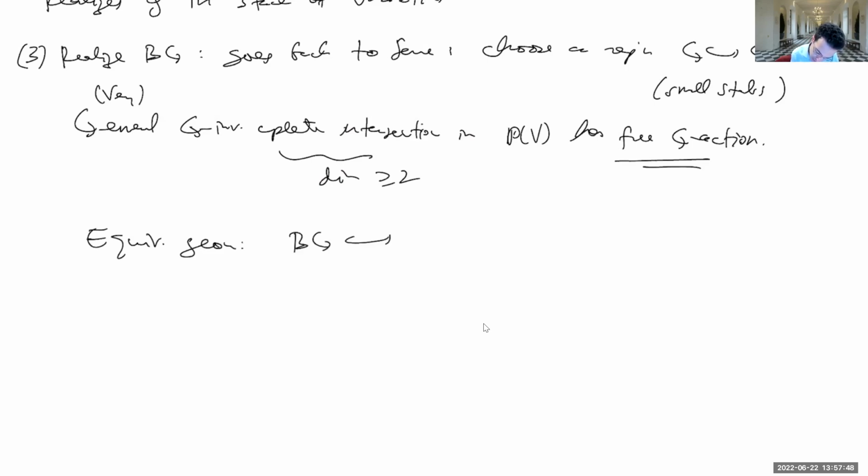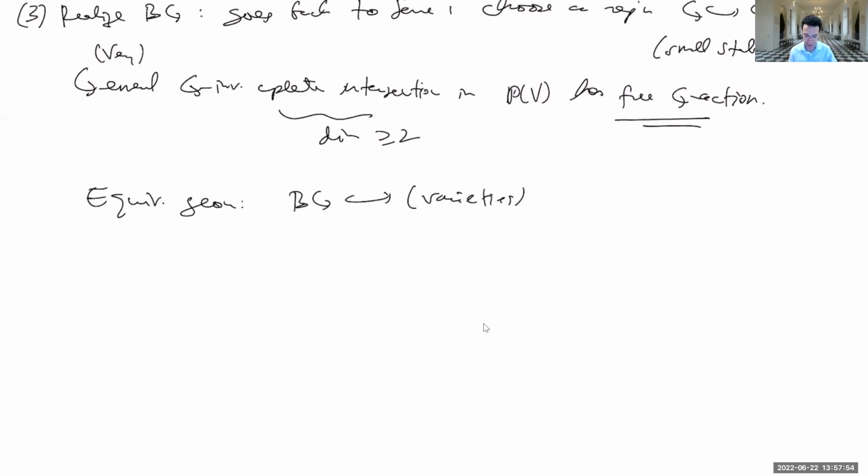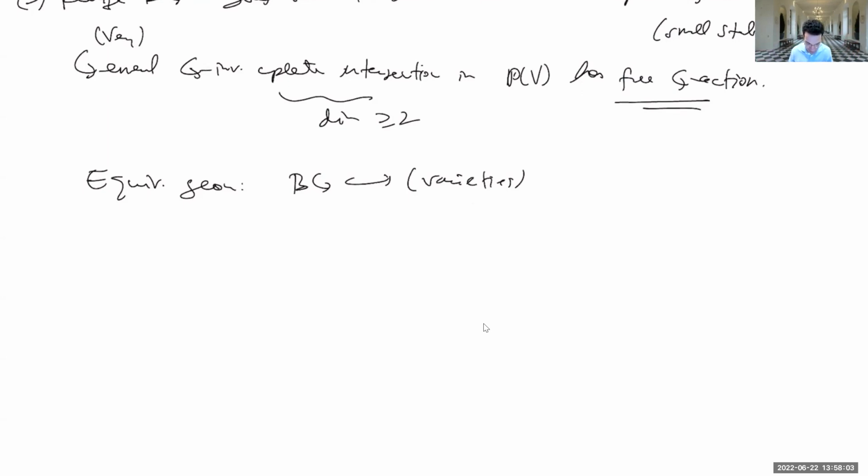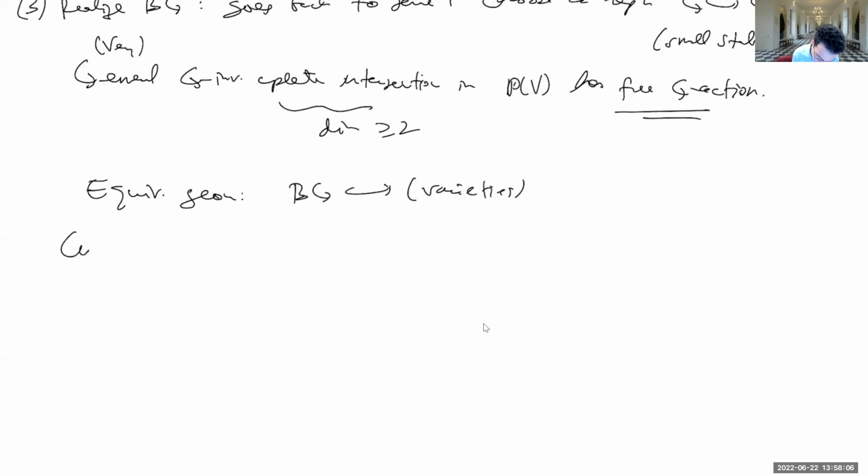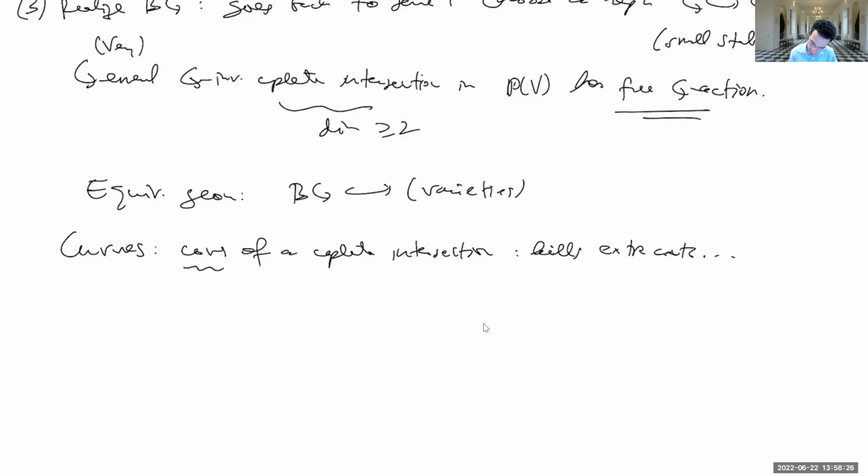gives you these copies of BG that are sitting in the stack of varieties. Surely, like you've seen, if you take a general complete intersection, the automorphism group is trivial. So if you do this carefully with G-equivariant things, the automorphism group is G. And now for curves, there's also some technical point: once you have a free G action, you can take a careful cover of a complete intersection to kill extra automorphisms, and then again you get BG sitting inside of the stack of curves.